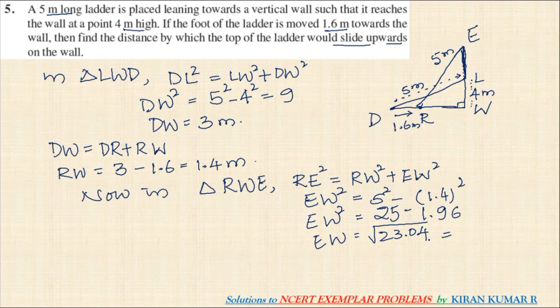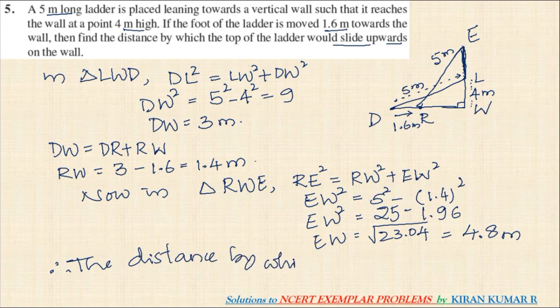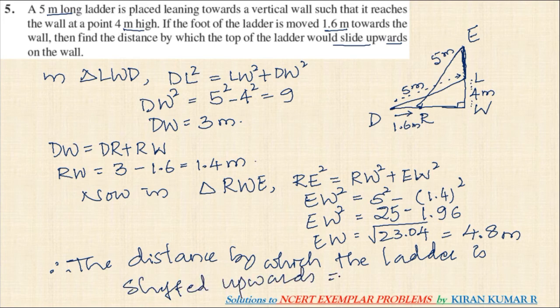So the last digit is 4 here. If you check 4.8, probably it suits. Yeah, it suits. So EW is 4.8 meters. The question is to find out the distance by which the ladder is shifted upwards. Therefore, the distance by which the ladder is shifted up will be EL. This will become EW minus LW. 4.8 minus 4 will be 0.8 meters.